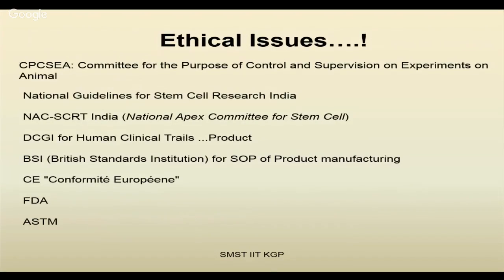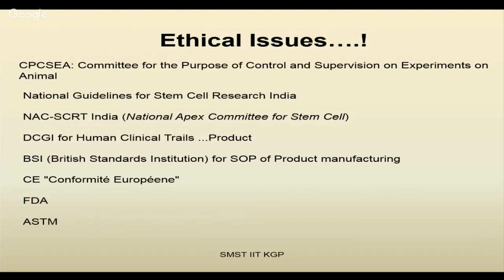And of course, as I mentioned, if you are going for animal testing, you need to have a clearance from the committee for the purpose of control and supervision on experimentation on animals. Similarly, if you are going for stem cells, there are guidelines from Stem Cell Research India, NAC, and also there are guidelines from institutional ethical clearance for animal as well as for stem cells.